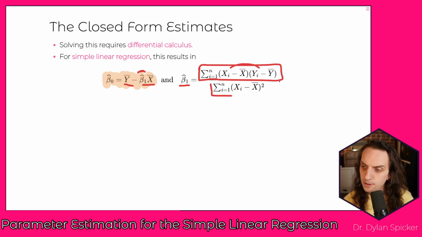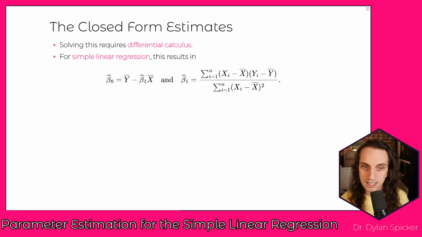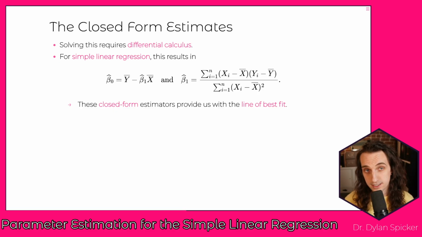Okay, and then in the denominator, we have something that, again, looks related to the variance term for x, or the sample variance of x, right? But all of this is based fully on the data that we've actually observed, okay? And so that's going to give us our closed form estimators here, okay? If we find then beta hat 0 and beta hat 1 using these estimators, and then we plug them into that linear equation, we have what we refer to as the line of best fit.